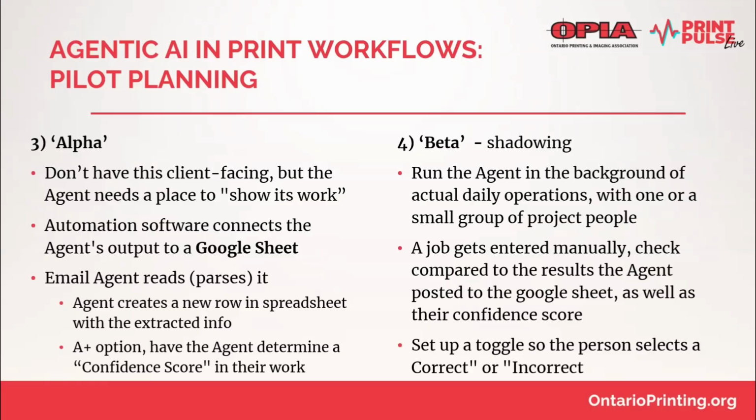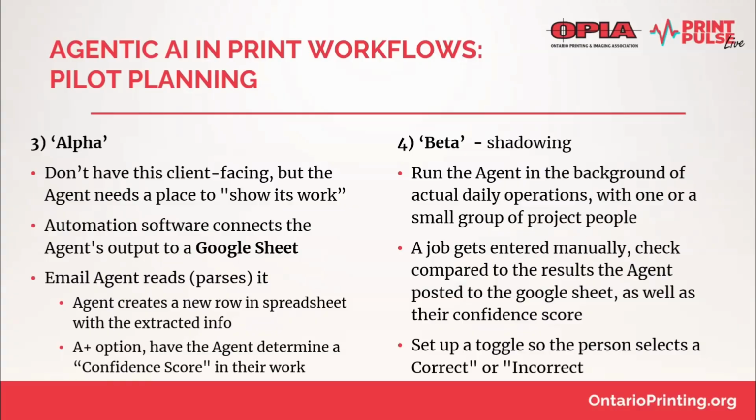So go into the alpha stage at your own risk. Anyhow, yes, please don't make this client facing. Don't expose that to anything. But you have to give it an ability to show what it's doing. So put it maybe to a Google Sheet or something. The email agent can read and parse the emails, create a new row in the spreadsheet, and then assign its own confidence score. And so that's what you could go through, or a person could go through and look at the confidence scores and see if they match what the actual results were, so they can see and help train it. And then you do a prompt to try to make it a little bit better. And that's how you start doing the iterations.